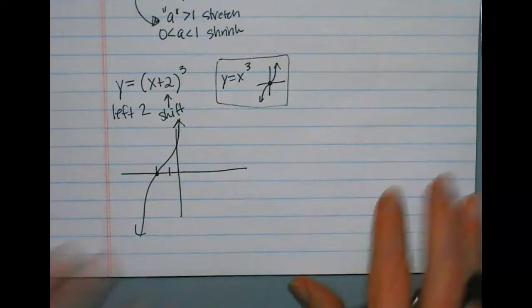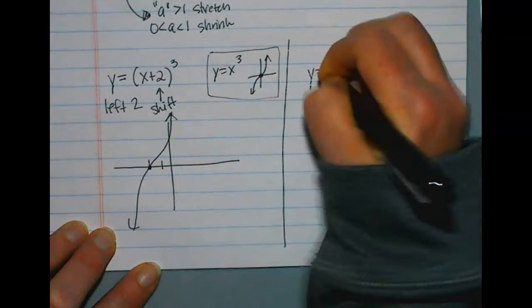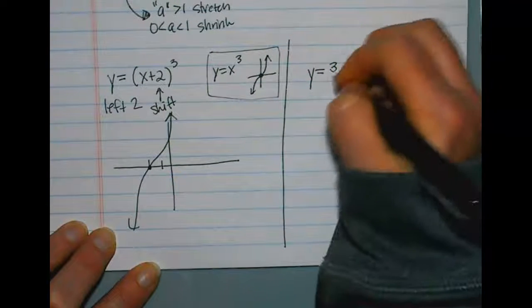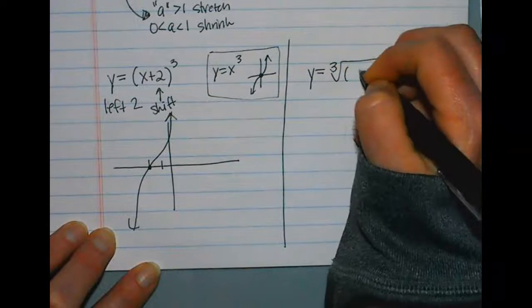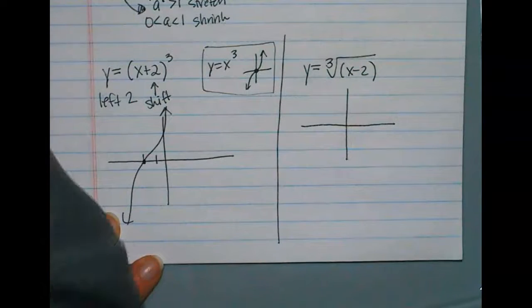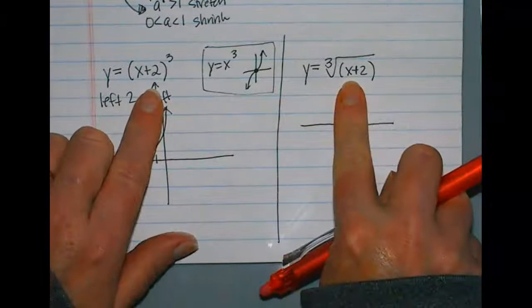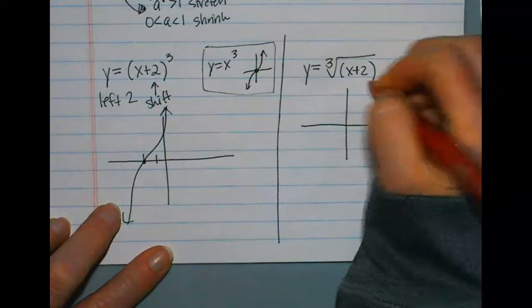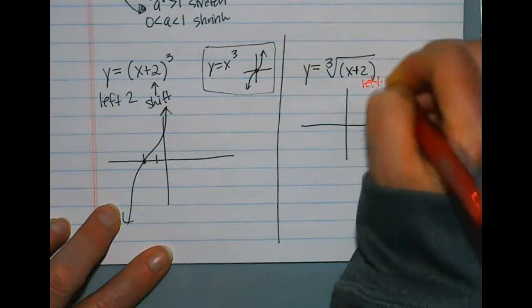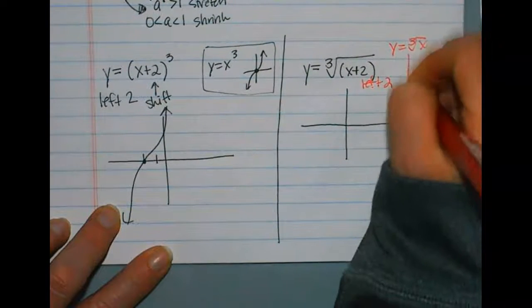If we did the same kind of thing with y equals the cube root of (x plus 2). I'm going to graph this a little bit smaller. So this one has also been, I'm going to do the same problem. So we got plus 2. This has the same shift. This is going to go left 2. My parent function is y equals the cube root of x. It looks like this.